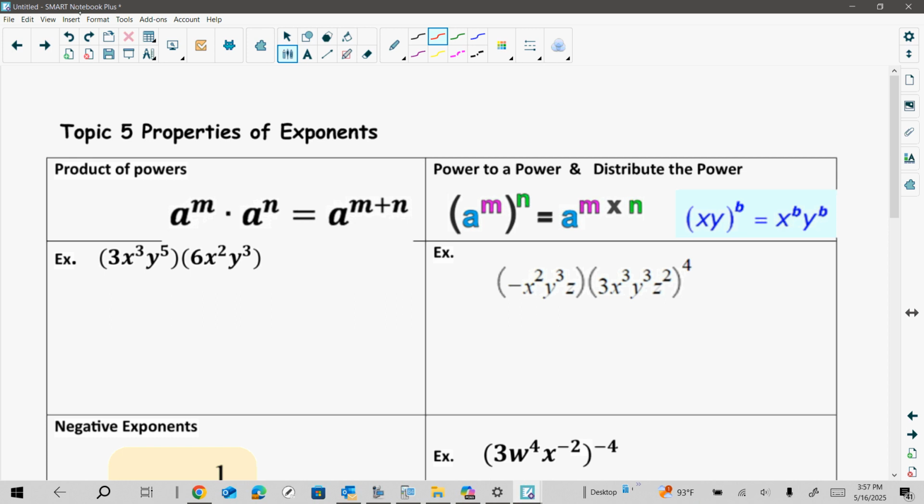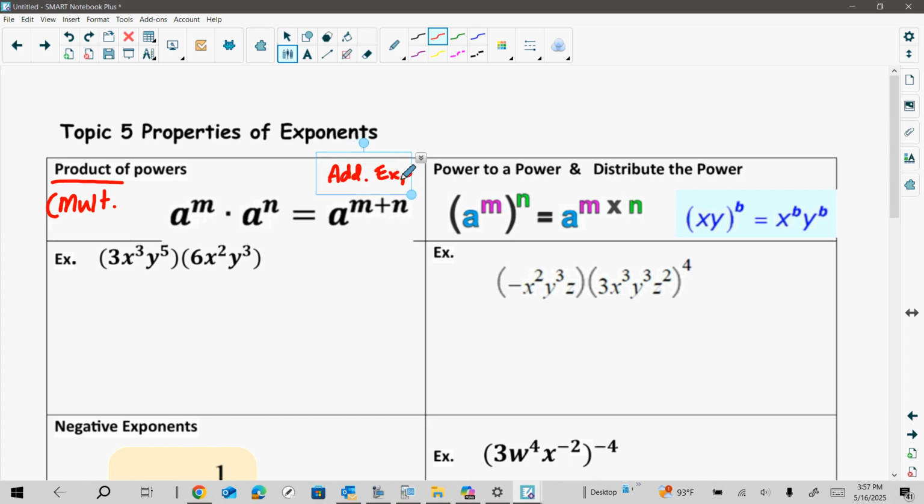All right, topic 5 is going to go over properties of exponents. So on this first property, it's dealing with product. We've got to remember product is dealing with multiplying. So if you multiply bases that are the same, the a is your base, the m is the exponent. Then to simplify this, you just add the exponents.